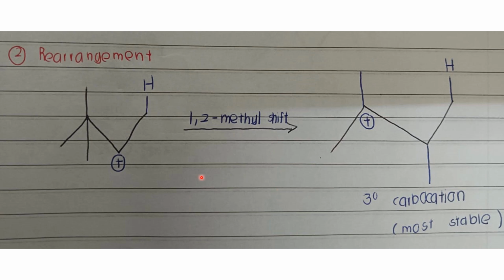Now, the positive charge here sits on the tertiary carbocation, which is more stable than the earlier secondary carbocation. And this rearrangement results in a more effective reaction due to the increased stability of the carbocation.